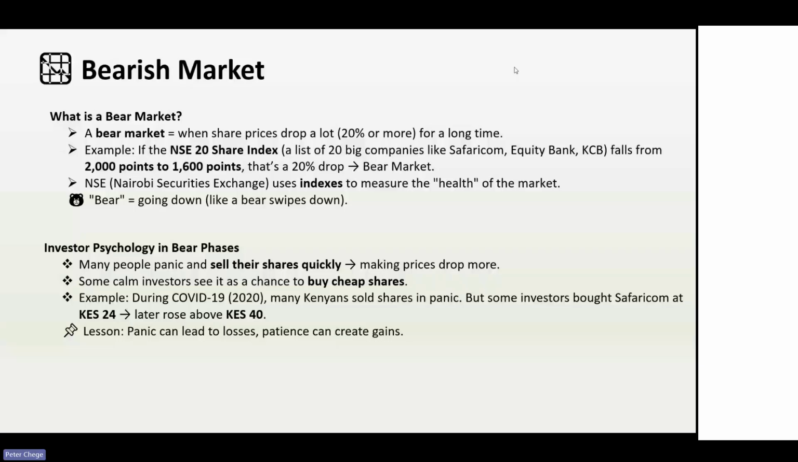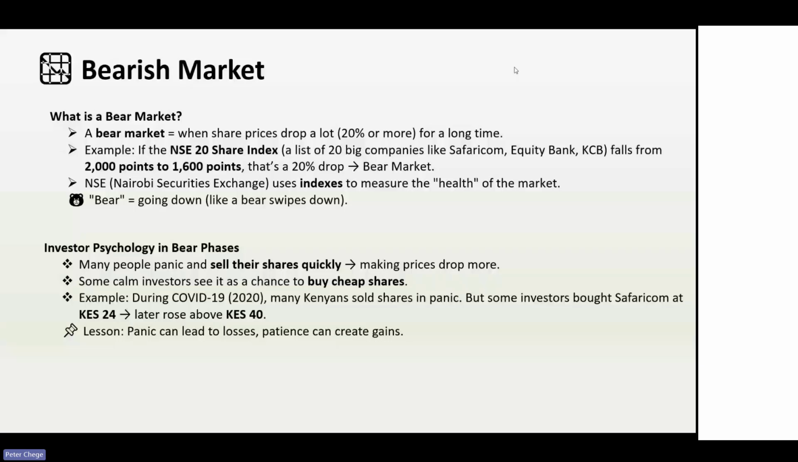And when you hear NSE say it's a bearish market or bullish market, they are referring to the NSE 20 share index, either the drop or the rise. So if there is a drop of 20%, then in that period we are having a bear market. A bear is like going down, the way a bear sweeps down. They borrowed this terminology from that. Before we go to investor psychology, I want to show you where you can get that information.